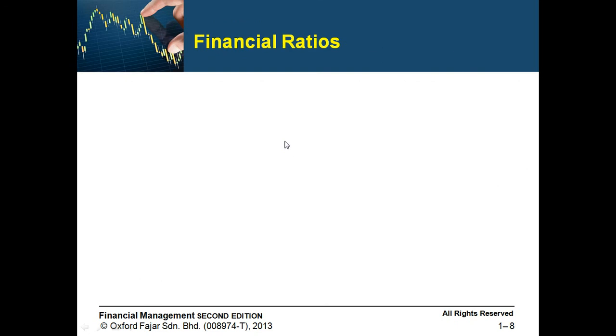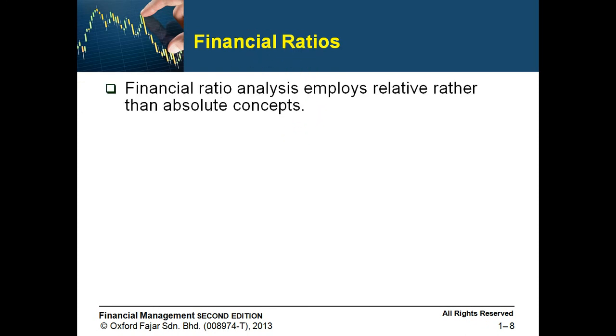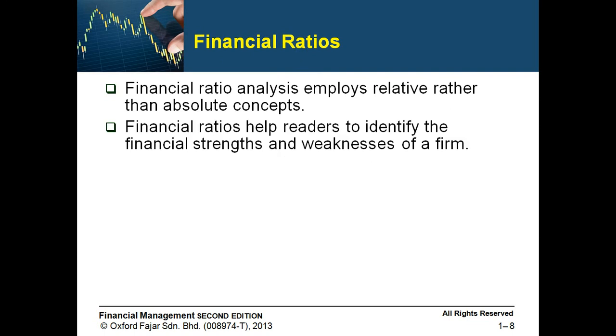And what are the tools that we use to analyze? I give you sets of comprehensive formulas, so you can use a formula. We call it financial ratios. Financial ratios employ a relative and absolute concept. Financial ratios help readers to identify the strengths and weaknesses of the firm. When you calculate a ratio, the answer that you get communicates something. So from there you can detect whether it is a strength or weakness.